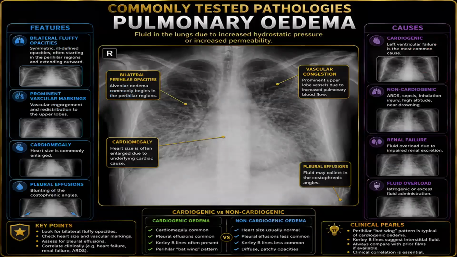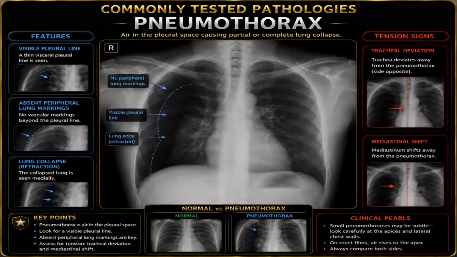So if they give you 5 X-rays, then comment and management. So you can say the findings, diagnosis, intervention. Easy? No peripheral lung marking, visible pleural line, lung edge retracted, could be pneumothorax right side. This patient needs a chest drain.